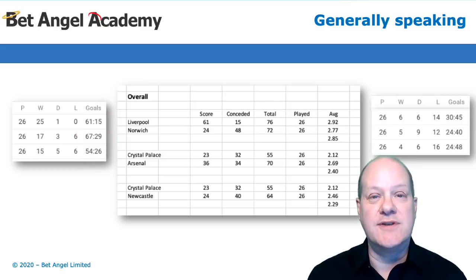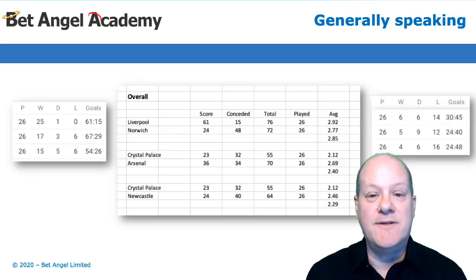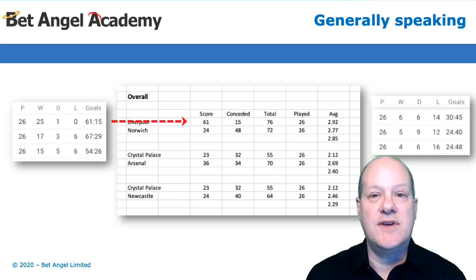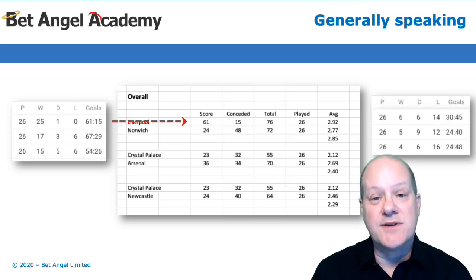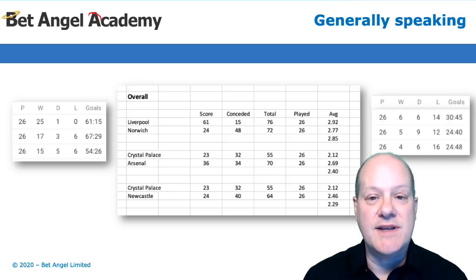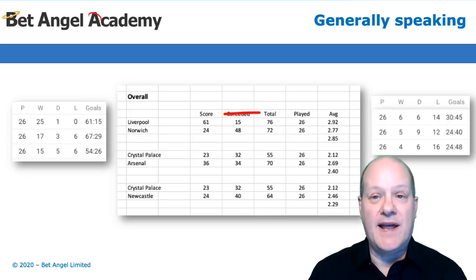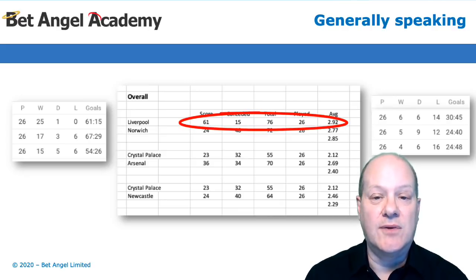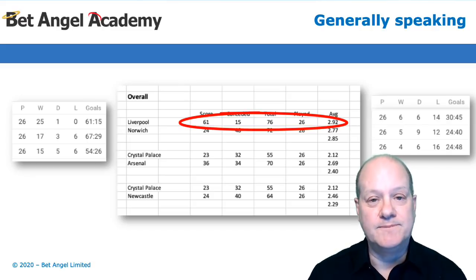So we're saying they've scored 51 goals and conceded 15, which you can see we've entered into the data on the spreadsheet that you can see behind me. So in total, there have been 76 goals in games that they have played, and they have played 26 games. So on average, there are 2.92 goals per game, roughly 3 goals per game if Liverpool are playing.